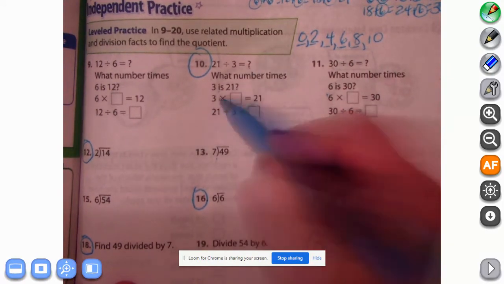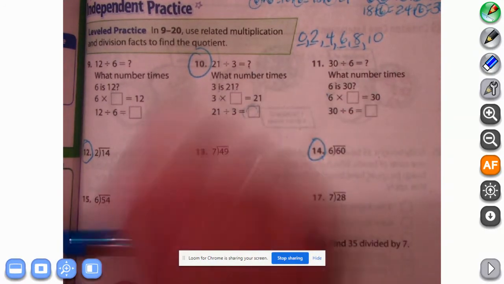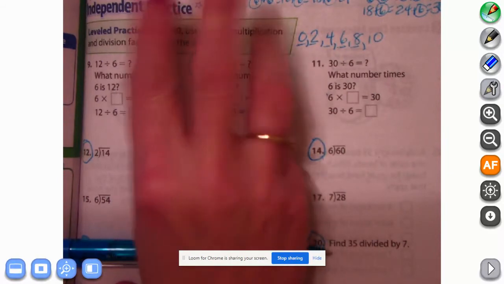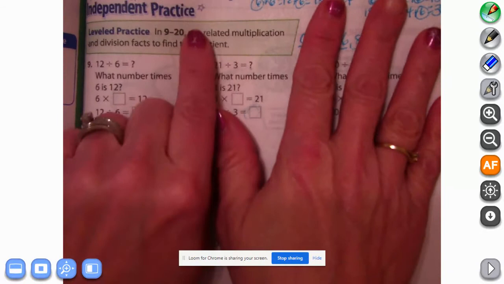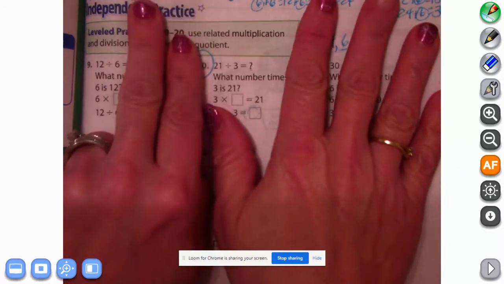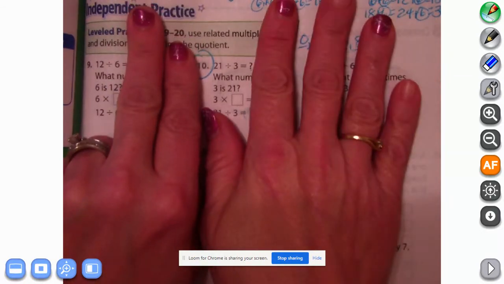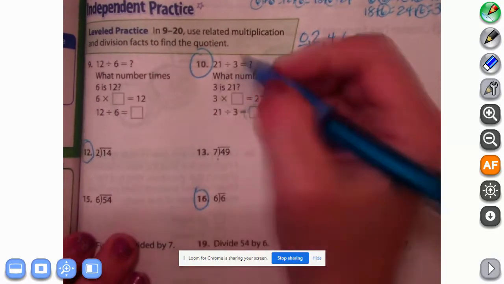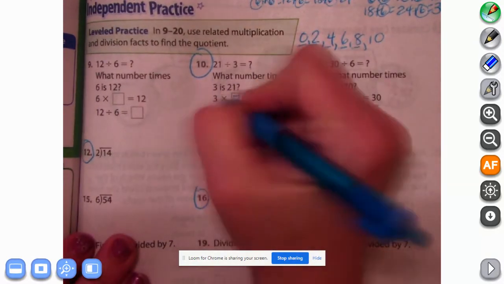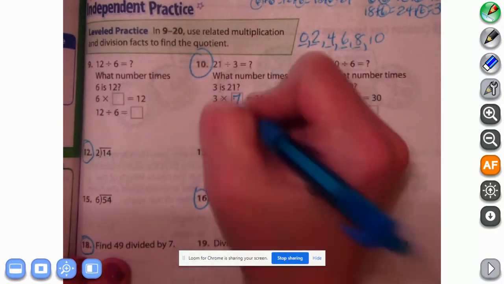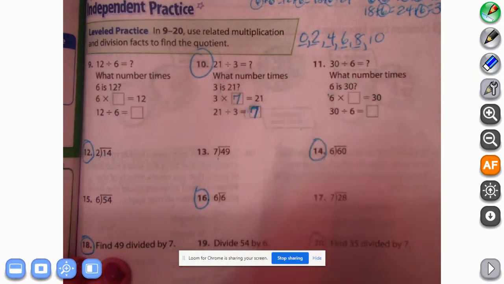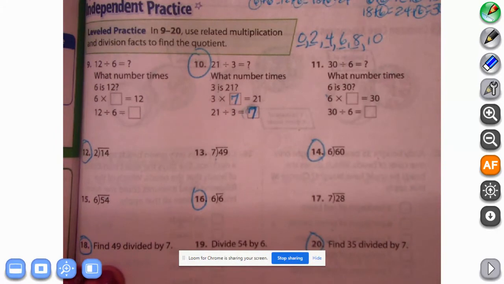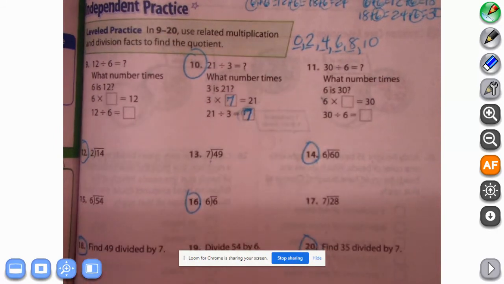So if we skip count by 3s, 3, 6, 9, 12, 15, 18, 21. So how many did I have? 7. So 7 and 3. 3 times 7 is 21. Therefore, 21 divided by 3 equals 7. Go ahead and get that written down.